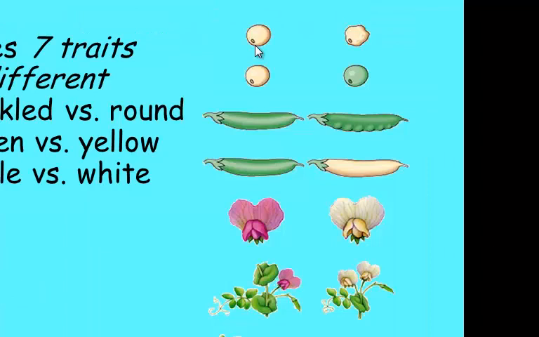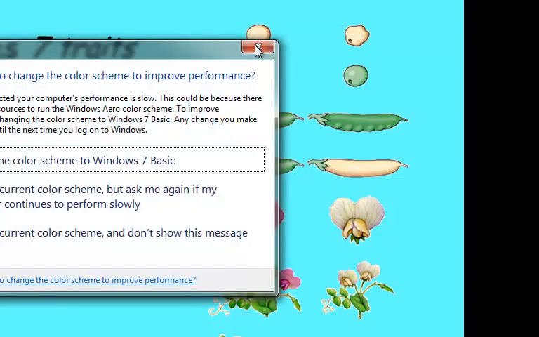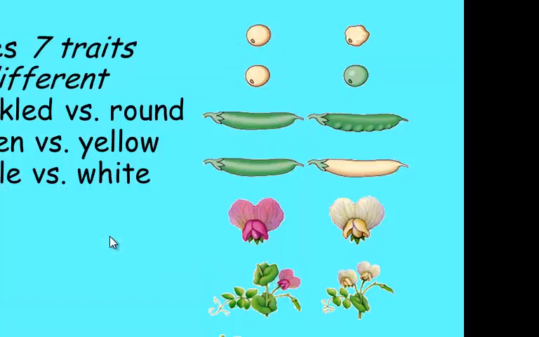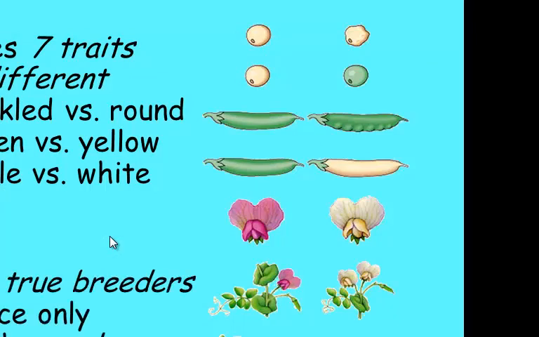Mendel identified 7 traits. He looked at wrinkled and smooth seeds, green and yellow seeds, wrinkled and smooth pods, green and yellow pods, purple and white flowers, different flower types, and also tall and short plants. He isolated true breeding plants, plants that only showed one form of a trait, and he allowed those to self-fertilize, and he always got the same type of plants.